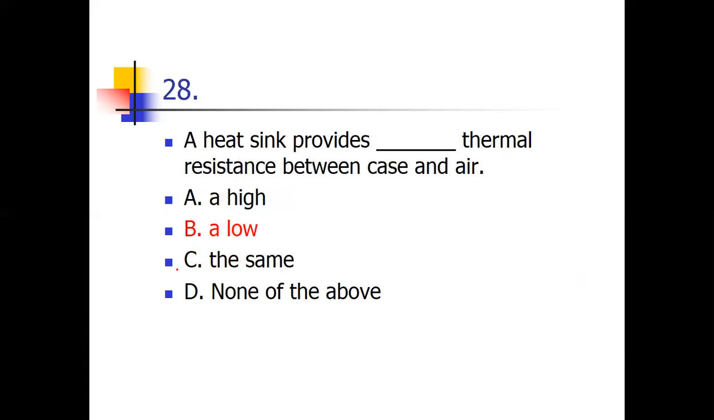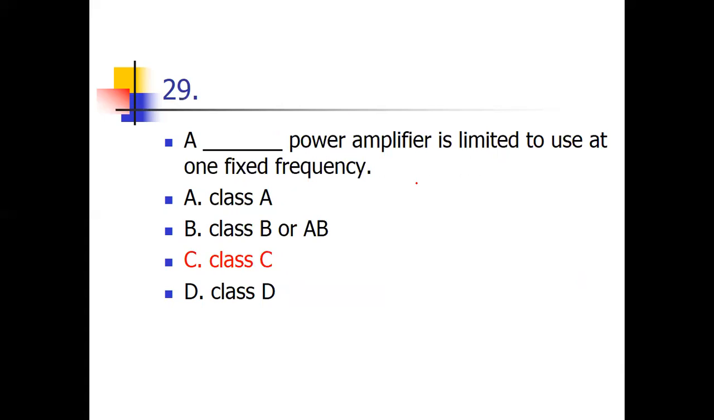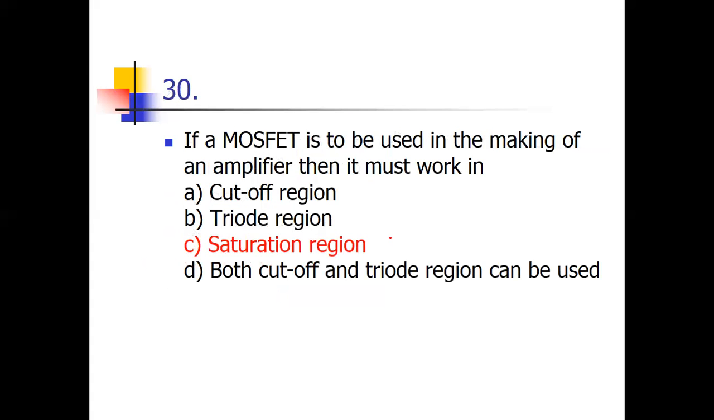A heat sink provides low thermal resistance between case and air. Which power amplifier is limited to use at one fixed frequency? If you remember, the class C power amplifier has a conduction angle of less than 180 degrees, so it is used for one fixed frequency. It is limited to use for one fixed frequency.